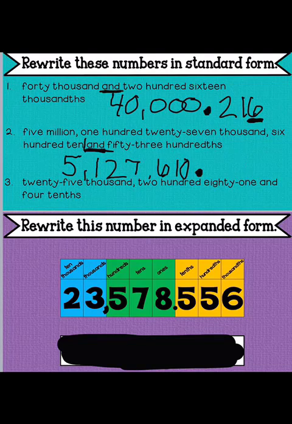After the word and, we have 53 hundredths. So I'm going to write 53, and the 3 ends in the hundredths place. So I know we have the correct number. It's 5,127,610 and 53 hundredths. Good job.